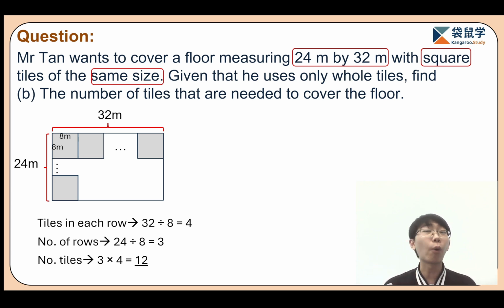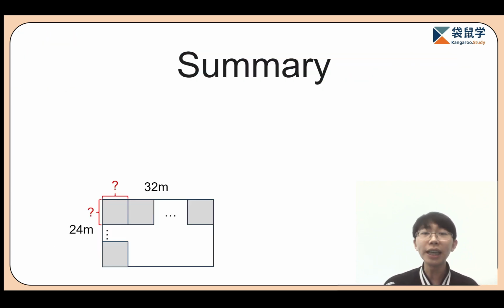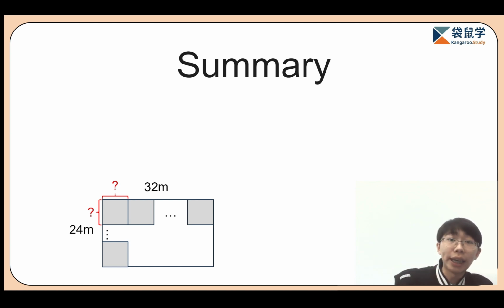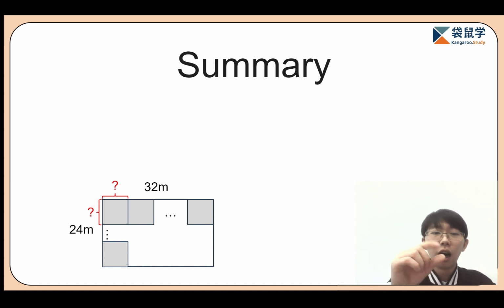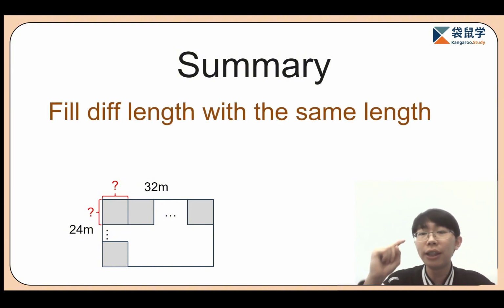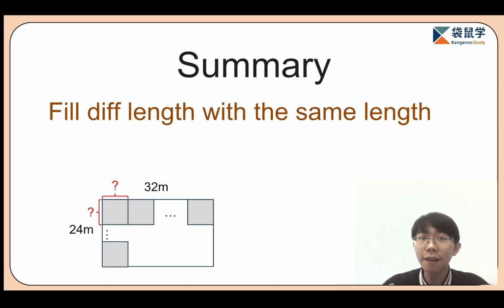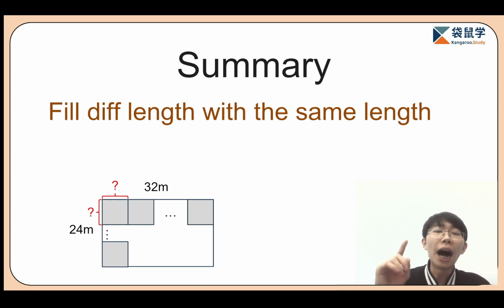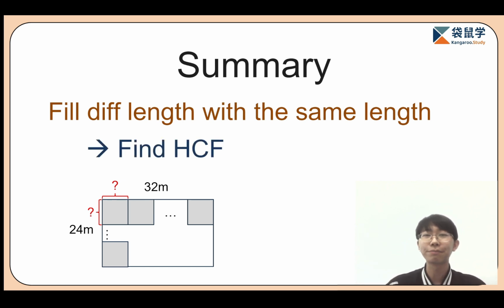Now, let's do a quick summary here. In this question, we are given two different lengths in this rectangular field, and we are going to use the same length of this square tile to fill up these two different lengths. So when you are going to fill different lengths with the same length, we try to find their highest common factor. And that's it for this question. Now, if you understand this question, take a look at a very similar question over here.